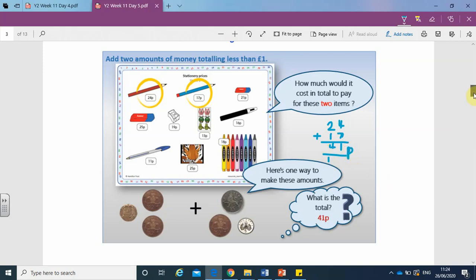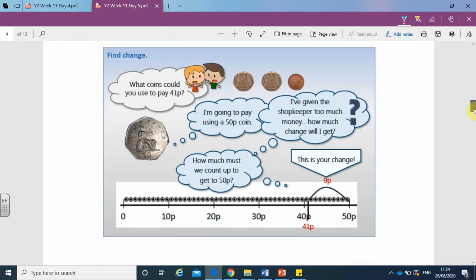So you could do that with other ones as well. Here they're showing them on a number line. For this is change. Now, change really is just a subtraction. So they're jumping back on number lines, linking to previous learning. If that doesn't suit you, don't worry, use the strategies that do suit you. What's it asking us? Change. What coins could you use to pay 41 pence?